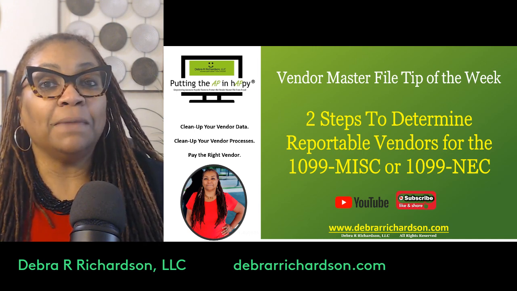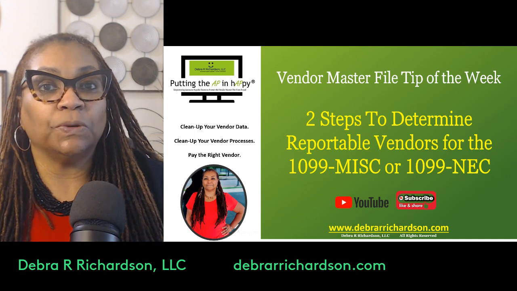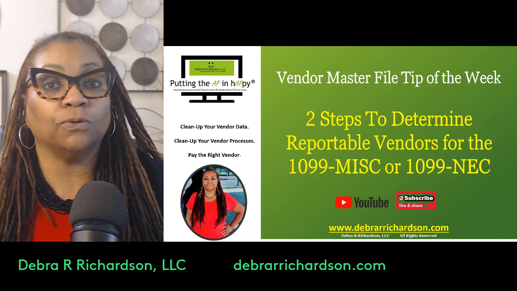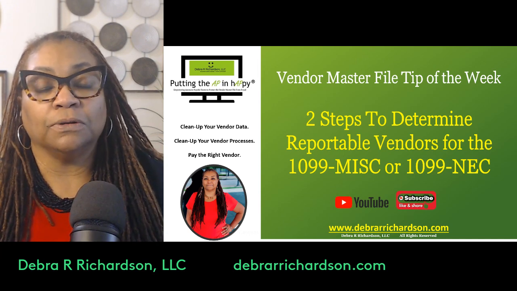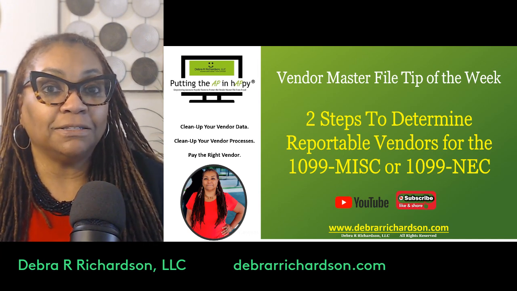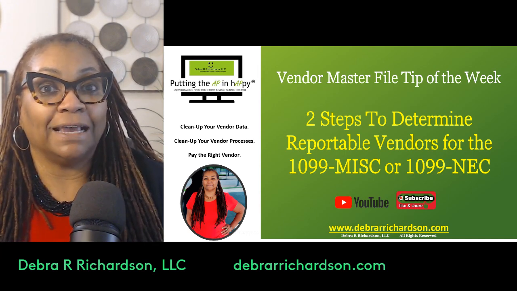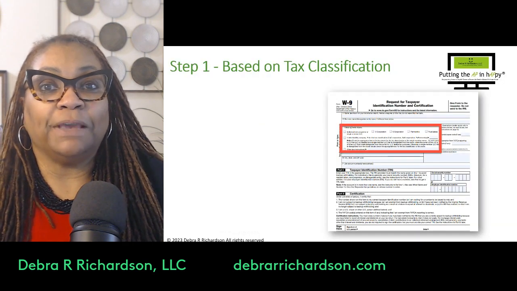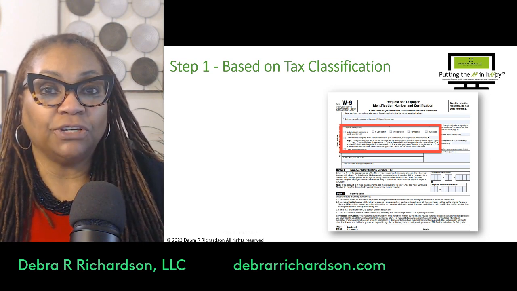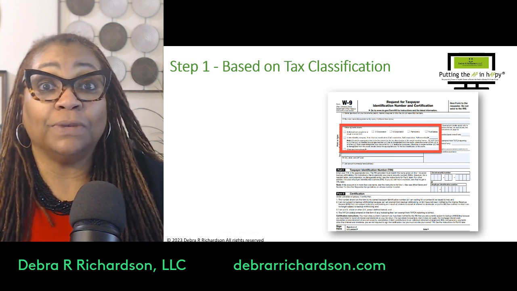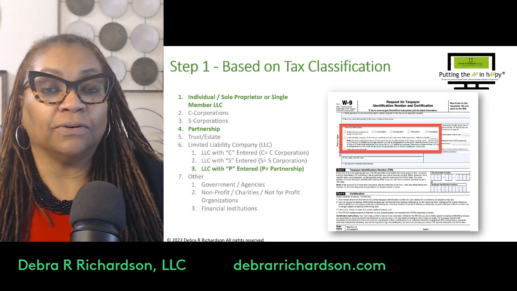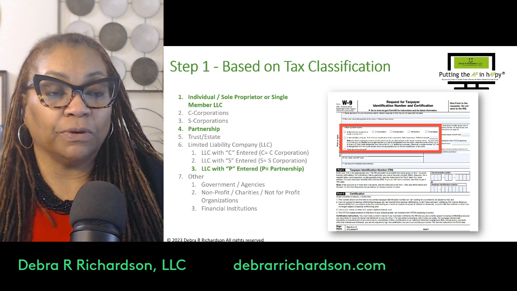But I sent that many out per year, and so I'm going to share with you a two-step process to determine reportable vendors for those payments that you will report on the 1099 MISC and now also on the 1099 NEC. So step one is based on the tax classification that you will get from the vendor's W-9. And so of the tax classifications that are on the W-9, there are three that are reportable.